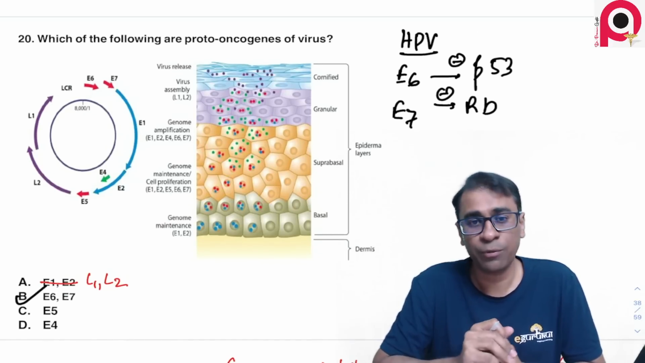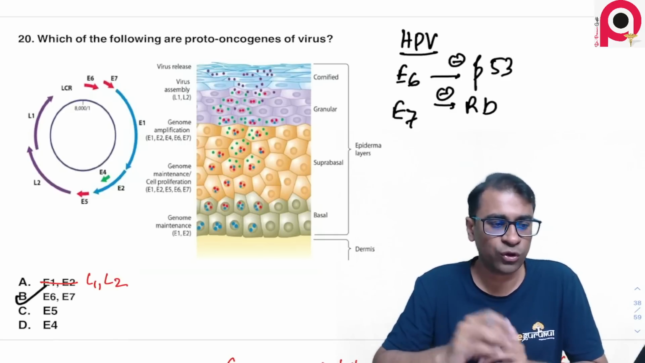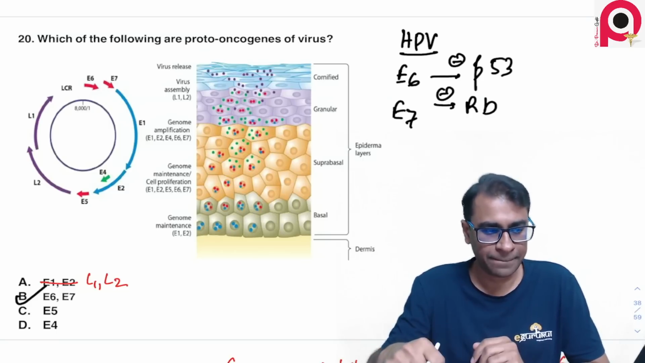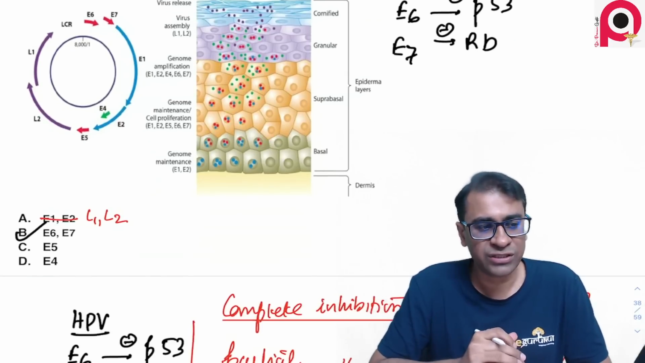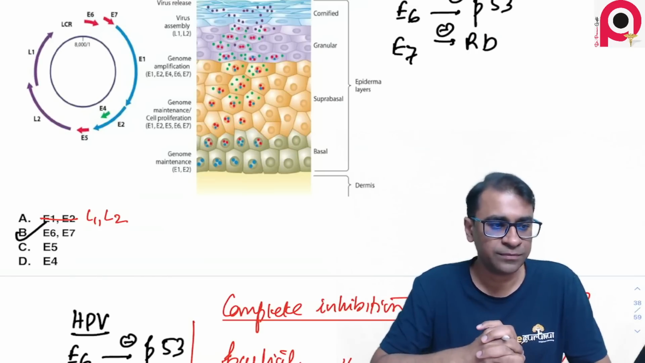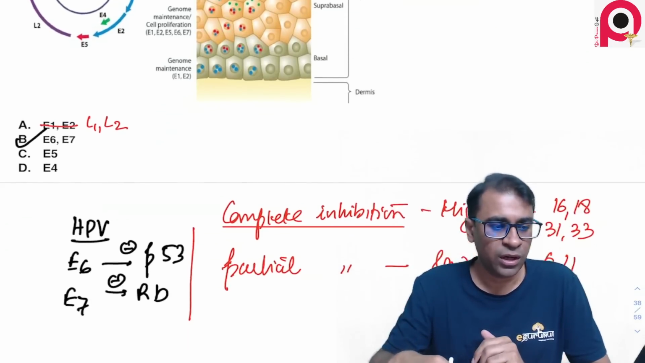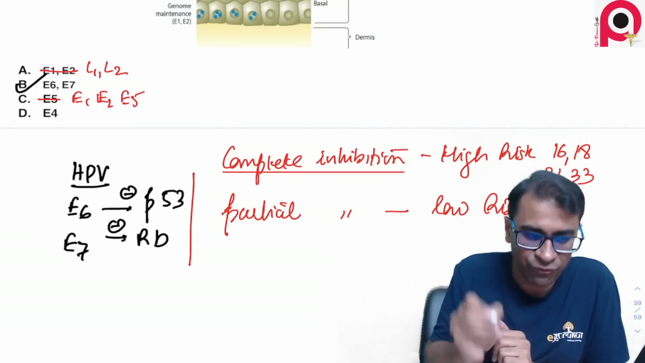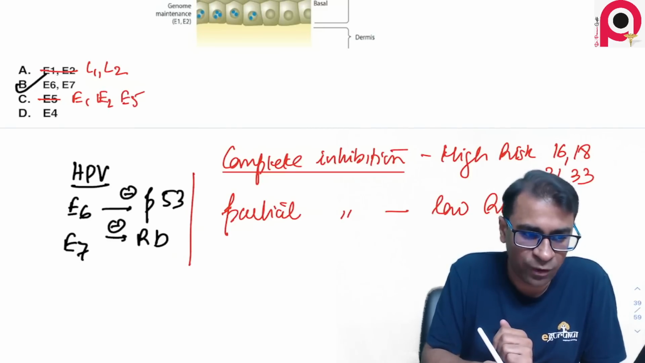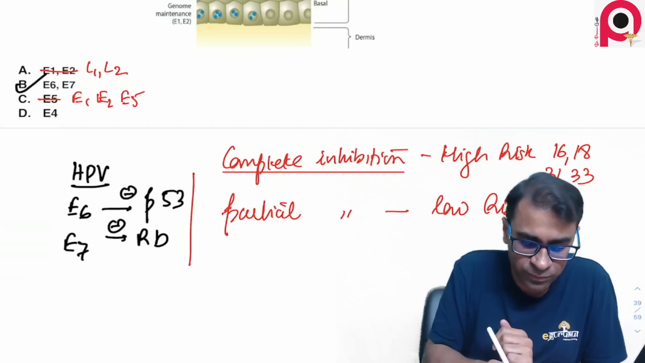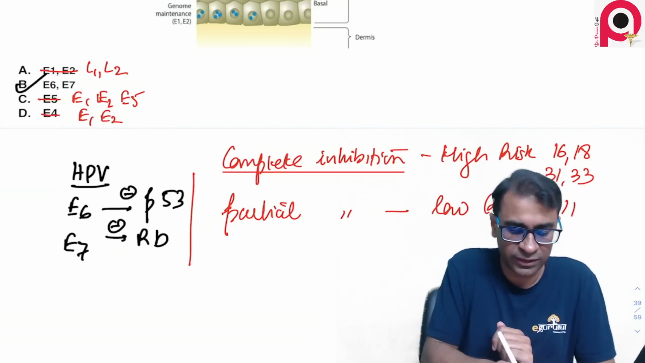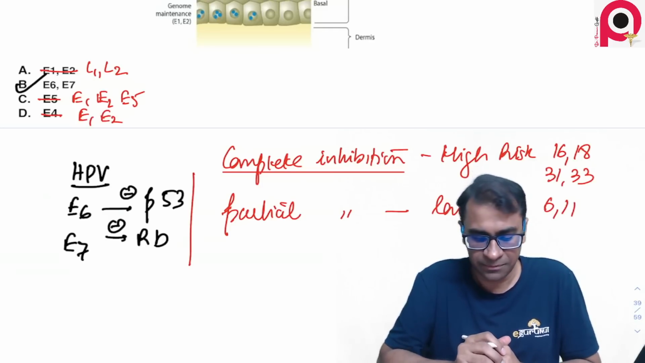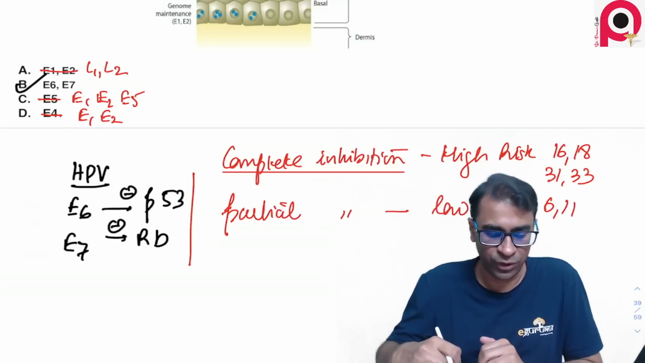If the question is about proto-oncogenes or oncogenes, this was the right answer. Are you suggesting that E6 and E7 was not an option? One option was L1 and L2, another was E1, E2, E5, and one option was E1, E2. So now we are getting all four options. E6, E7 was the better and more precise answer there.